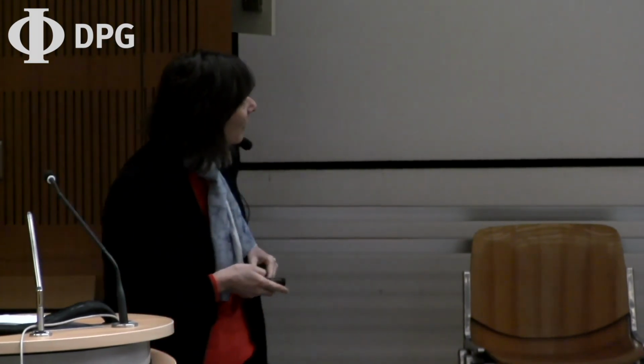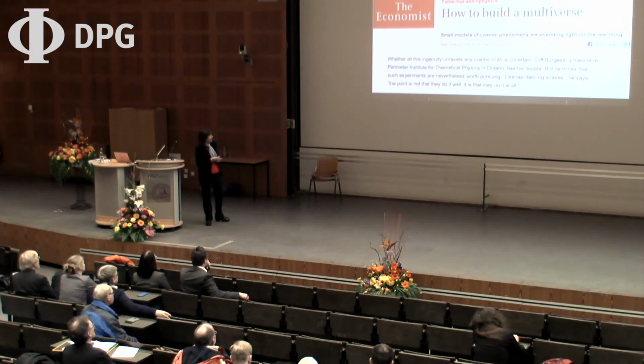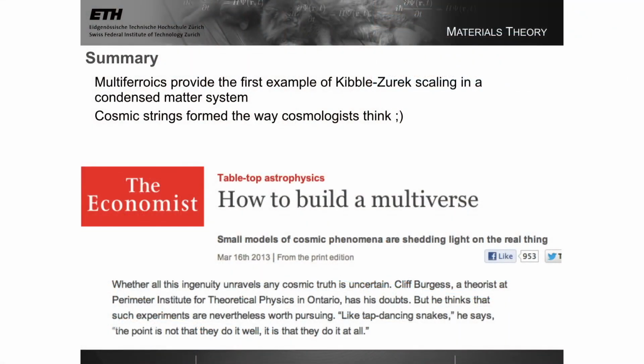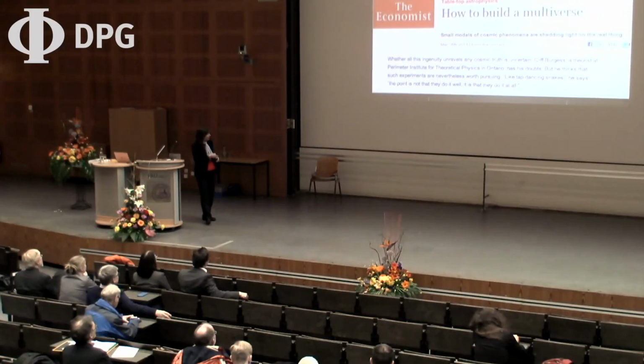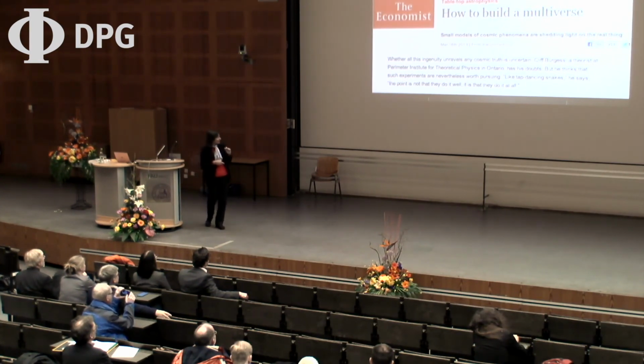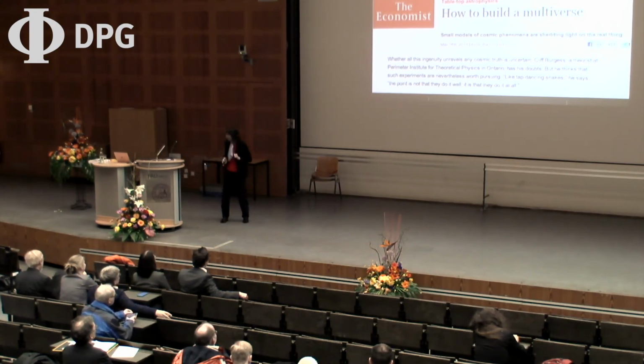I'm going to finish with this wonderful quote from an article in The Economist, which reviewed various approaches to doing what they called tabletop astrophysics. And there's a wonderful quote from Cliff Burgess at the Perimeter Institute in Ontario, who's uncertain whether all our ingenuity actually unravels any cosmic truth. But he thinks such experiments are worth pursuing. Like tap dancing snakes, he says, the point is not that they do it well, it's that they do it at all.